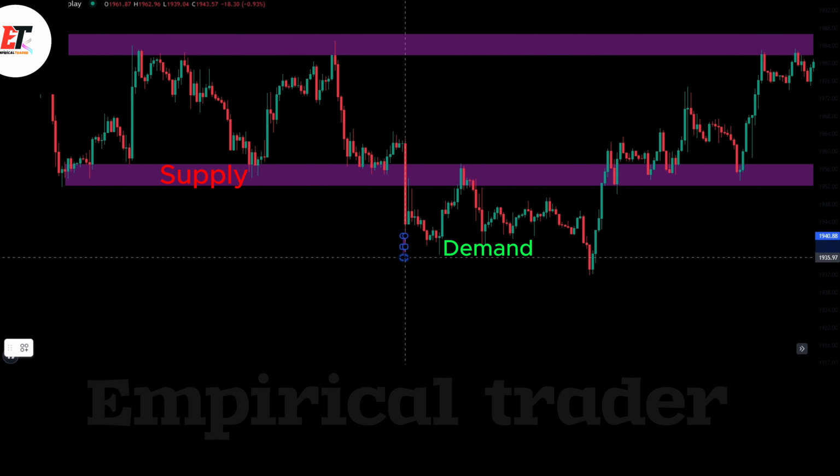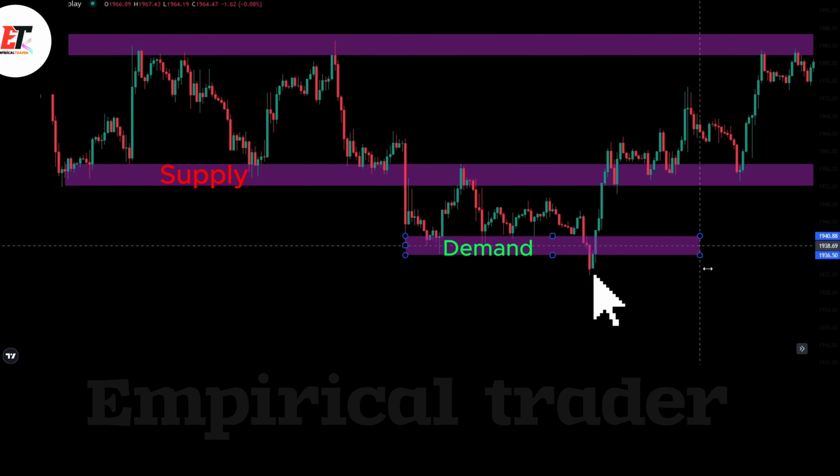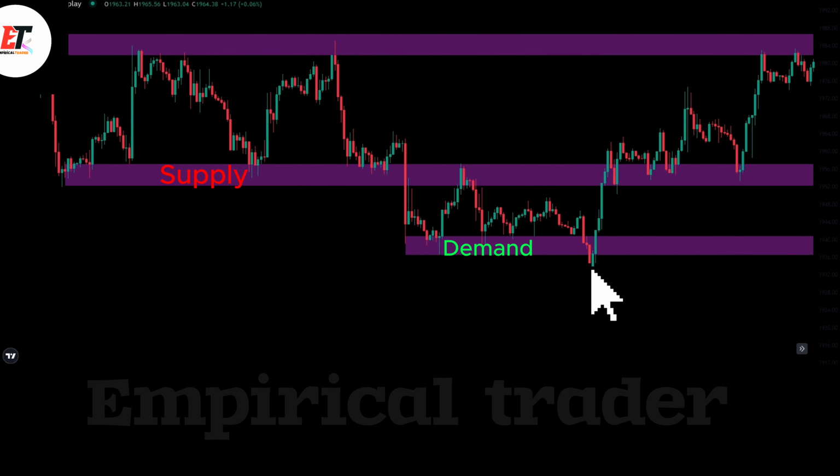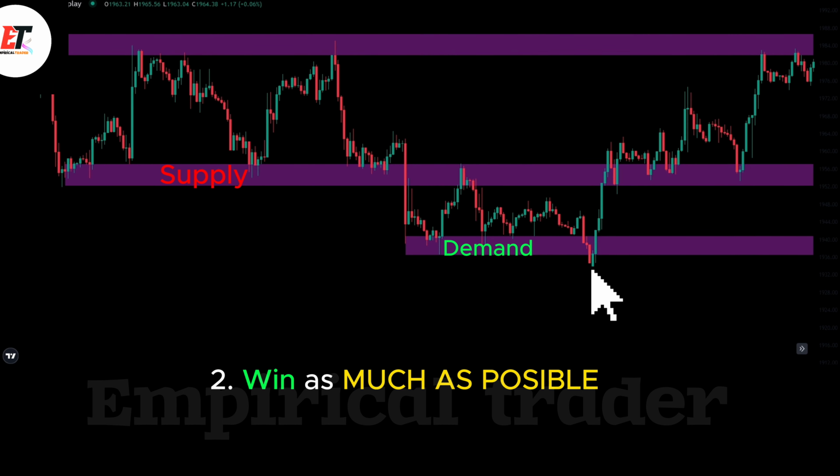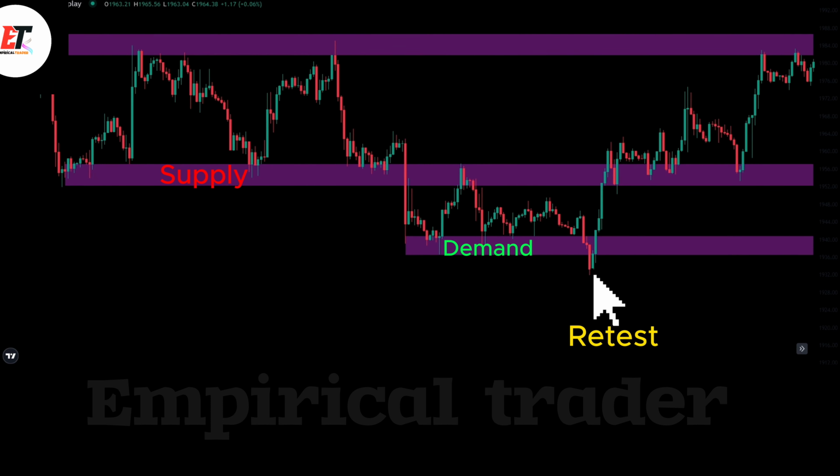Price has broken down below the demand zone, but failed to continue lower. This confluence is called a fakeout, and we need to learn how to spot these movements to: 1. Lose as little as possible, and 2. Win as much as possible. The secret is having patience to see how price reacts on the retest of the zone.